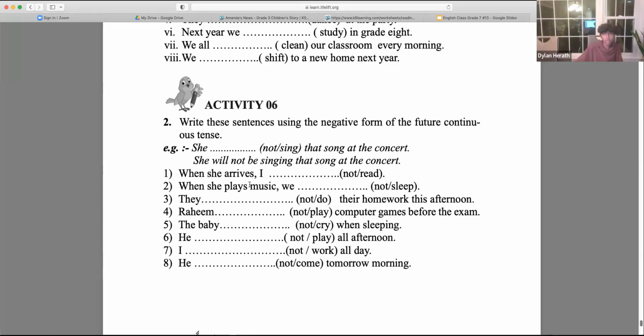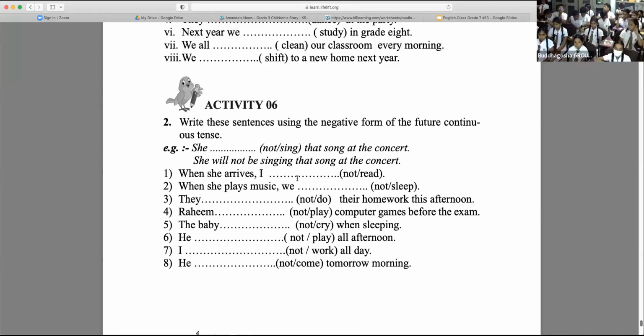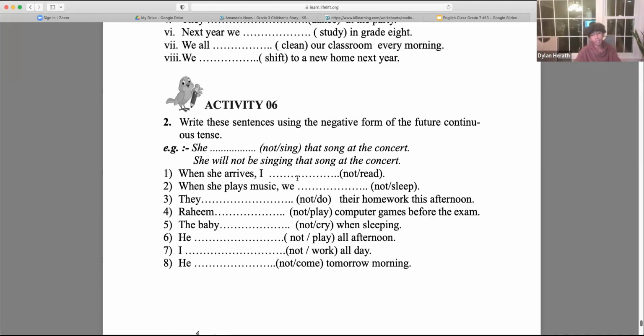How about number 1? When she arrives, I blank not read. What's the rule? Will not be and the ing form of the verb. So what about the second sentence? First one. Not read. How should it form? Will not be reading. Okay, the whole sentence. When she arrives, I will not read. Excellent, yes. When she arrives, I will not read.